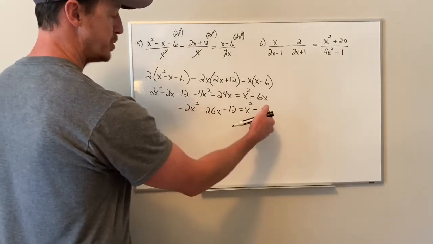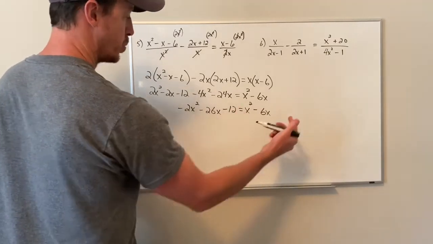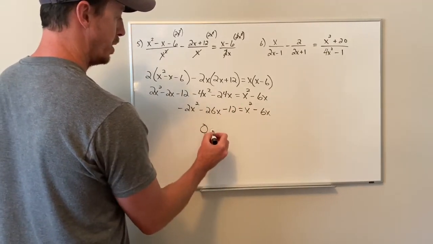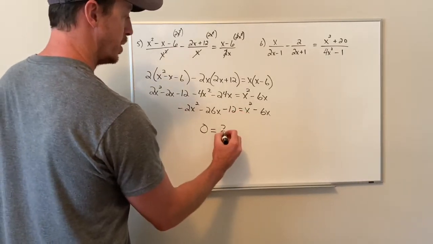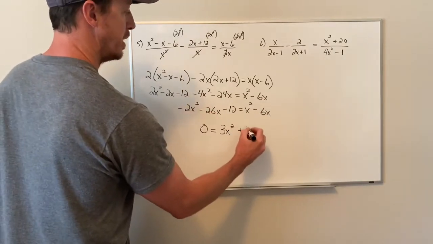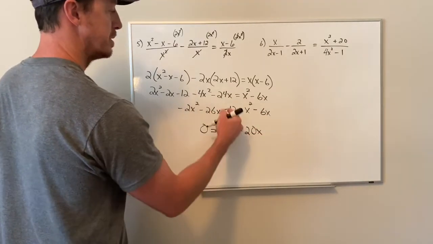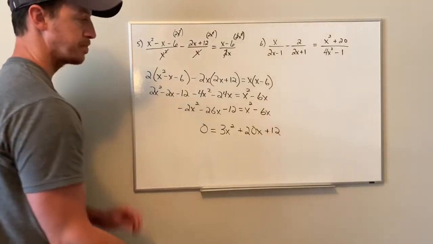So I'm going to add 2x squared. I'm going to add 26x. I'm going to add 12. So when I do that, that would leave me with a 0 on this side. X squared plus 2x squared would be 3x squared. Add 26x over to that, I would have positive 20x. Add 12 over, I would have positive 12.